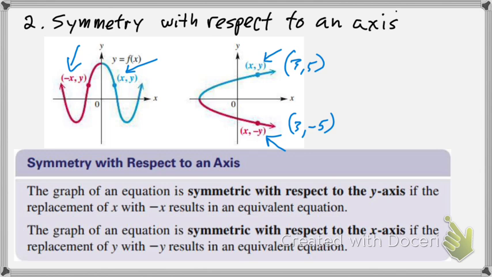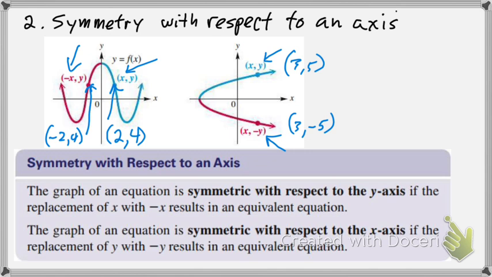Over here, let's take this point right here. It might be (2, 4). The corresponding point on this side would then be what? (-2, 4). The y's would stay the same. So same idea, just now we're talking symmetry, because that's what a mirror image is.